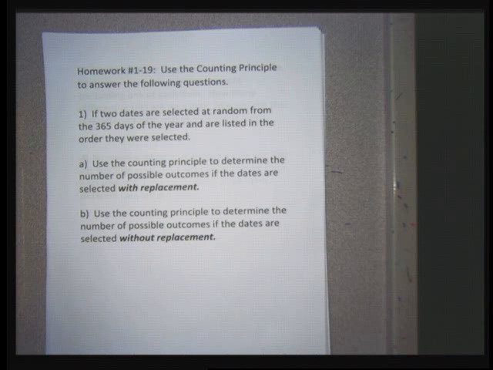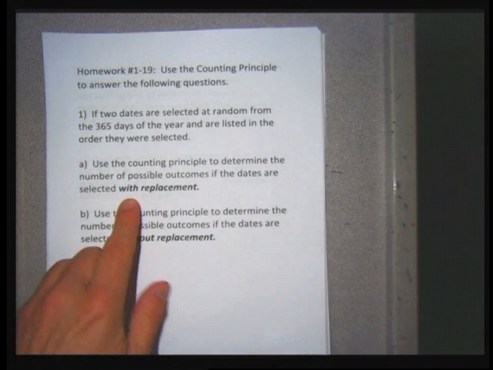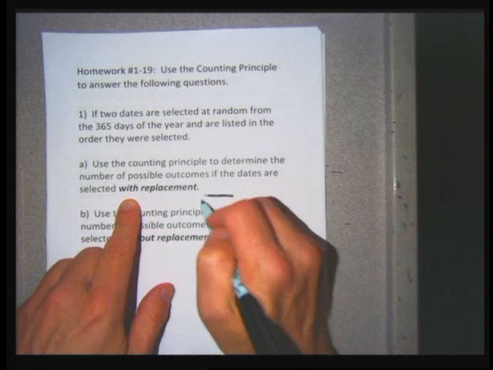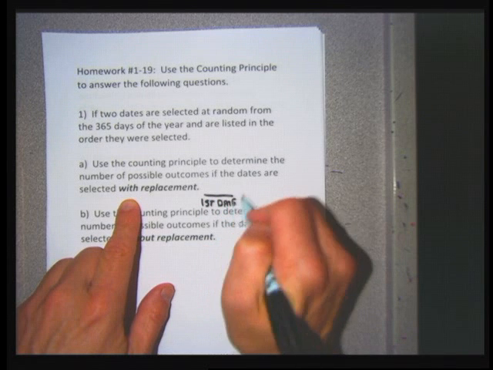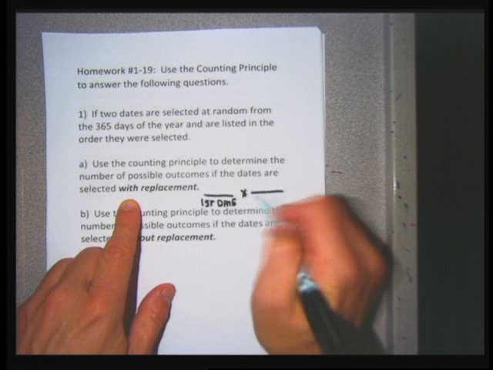So if 2 dates are selected at random from the 365 days of the year, and then they're listed in the order that they're selected, so maybe I pick April 4th and then November 16th, which hopefully is somebody's birthday, or December 2nd, then November 8th. Those are the things I can do. So my experiment is picking a first date of the year and a second date of the year.